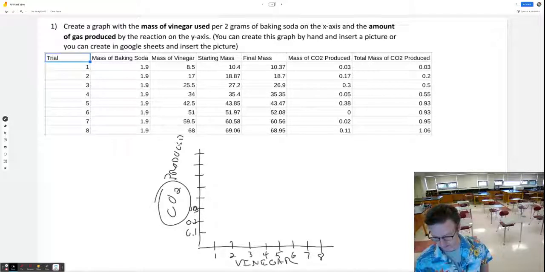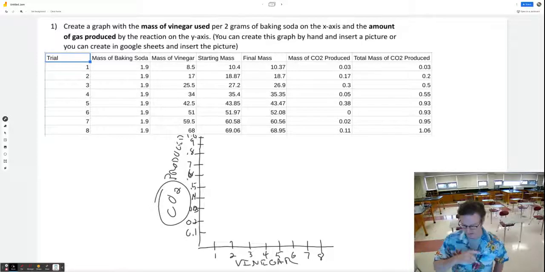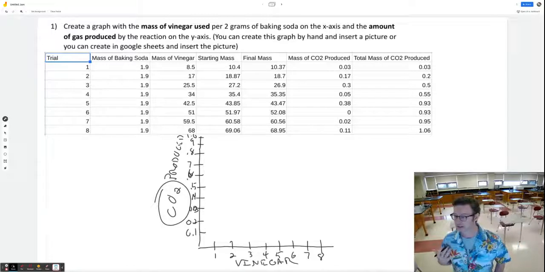That's 0.3, 0.4, 0.5, 0.6, 0.7, 0.8, 0.9, and 1. Okay, so the scale's a little bit off at the top because I didn't give myself enough room, but you get the idea. So here's what we've got.